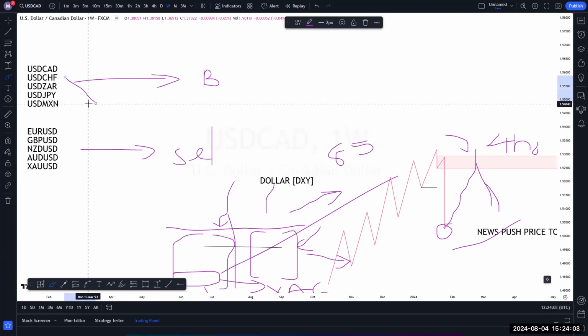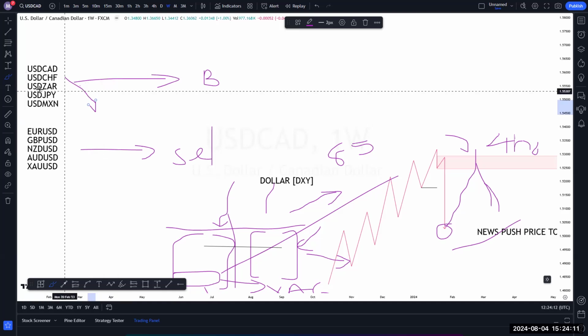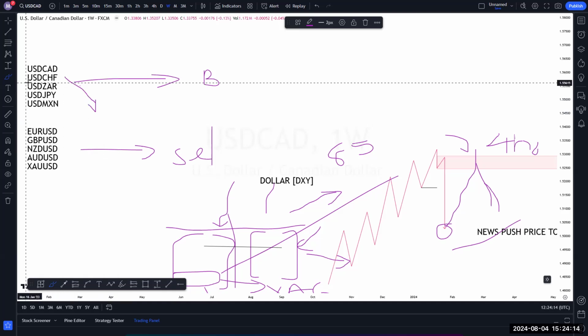Some of the pairs that we don't trust their movement is USD CHF. Sometimes USD CHF moves against the dollar. Even on news, we can sometimes see the dollar buying while USD CHF is selling. So you need to note those kinds of things.